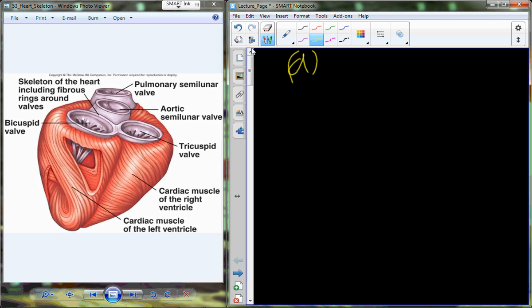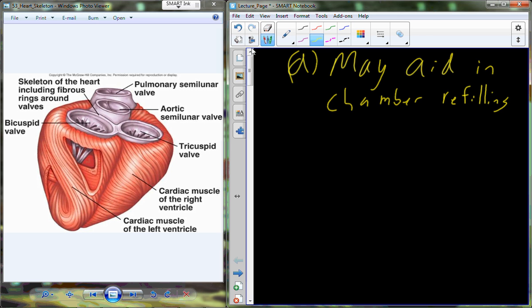Now there's one other potential. We don't really know for sure if this is true or not. It appears that it probably is true. So I'm going to put it as may. This heart skeleton may aid in chamber refilling after a beat as well. And so there's maybe some mechanical support as the heart refills and responds to the beating process after a beat has occurred. It could be that the skeleton provides enough support that we have more effective atrial filling.